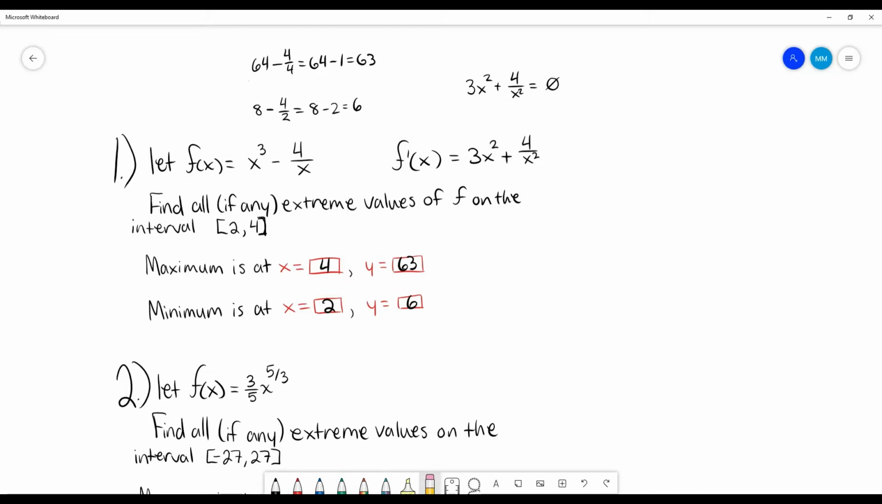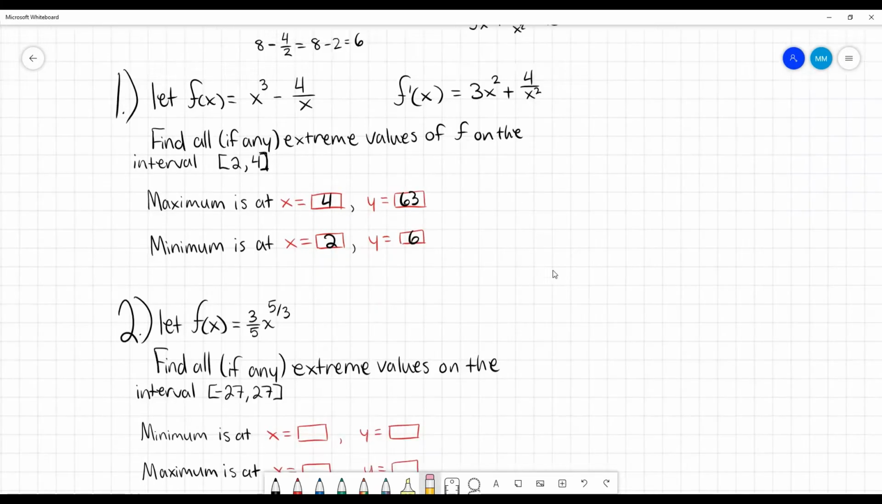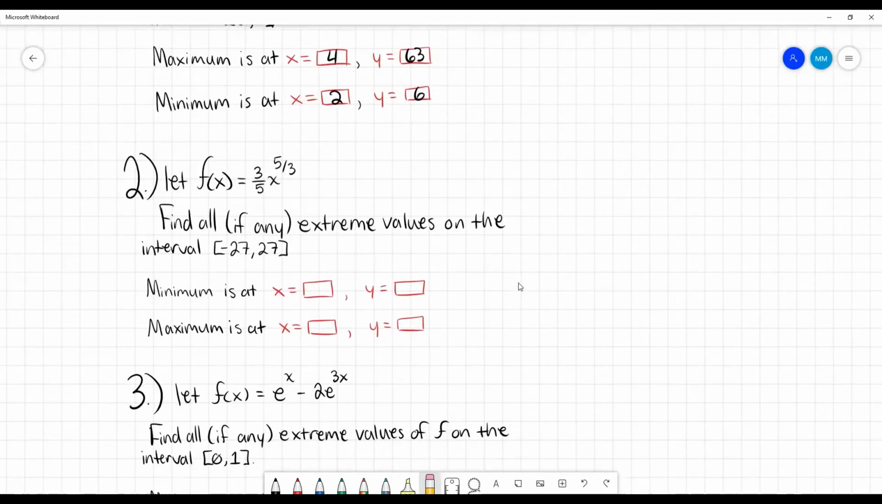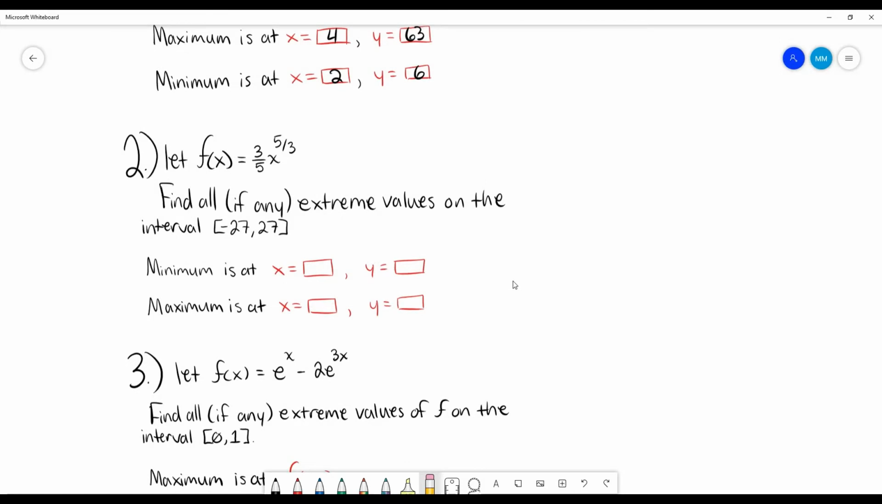So we can go ahead and take a look at our next problem, which is a pretty similar one. This time it says f of x equals 3/5 x to the 5/3 power. And again, we want to find all of the extreme values, if there are any, on the given interval. This interval is from negative 27 to 27, which is a pretty broad one.